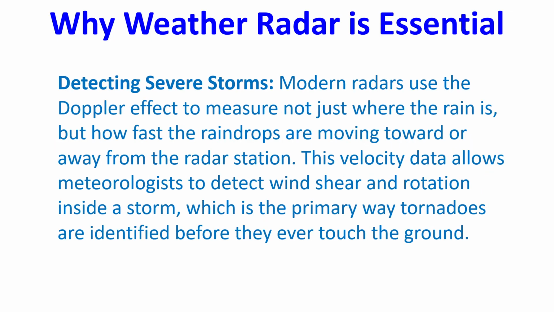Modern radars use the Doppler effect to measure not just where the rain is, but how fast the raindrops are moving toward or away from the radar station. This velocity data allows meteorologists to detect wind shear and rotation inside a storm, which is the primary way tornadoes are identified before they ever touch the ground.